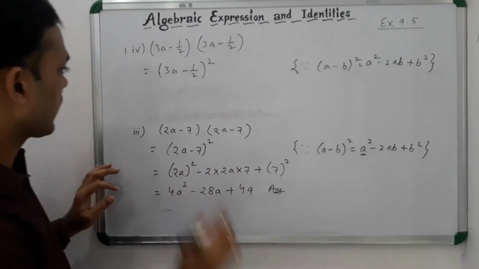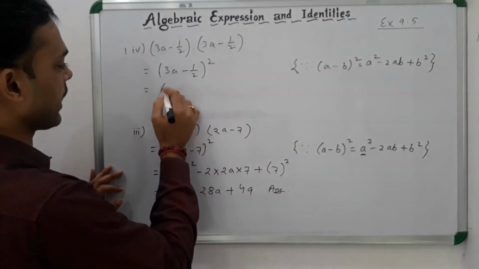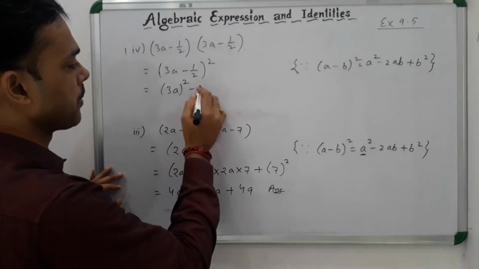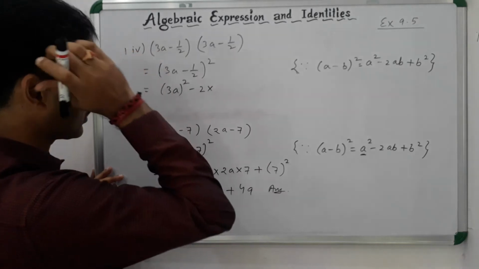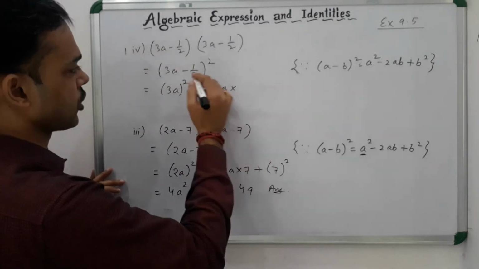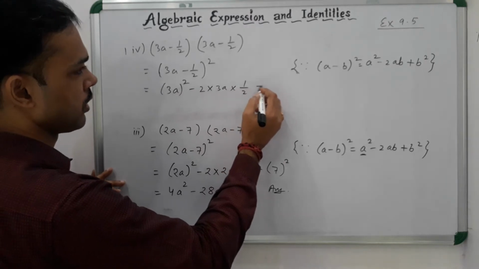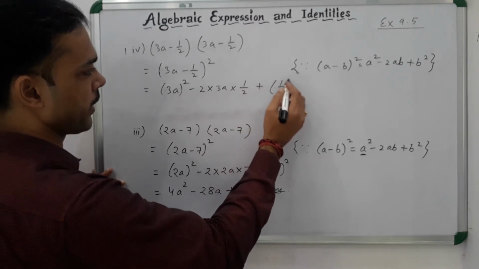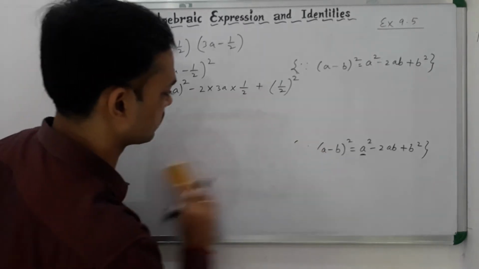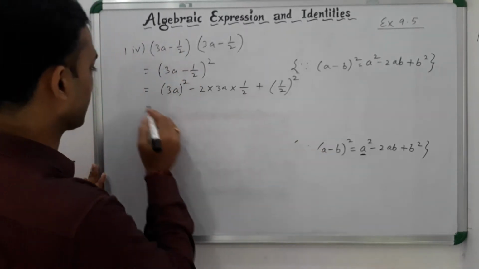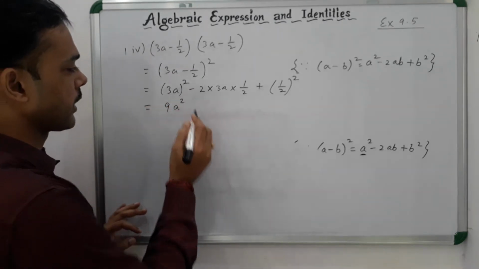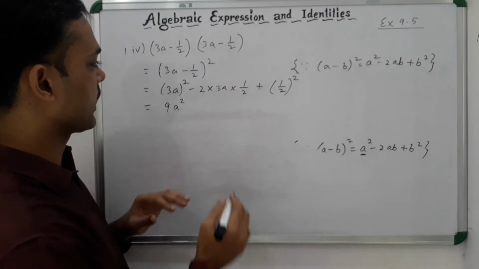That is why at place of a we will write 3a, so it will be 3a whole square minus 2. At place of a we will write 3a, at place of b we will write 1 by 2, plus b square means 1 by 2 whole square. That is why 3a whole square means 9a square. 3 into 3 is 9, a into a is a square.